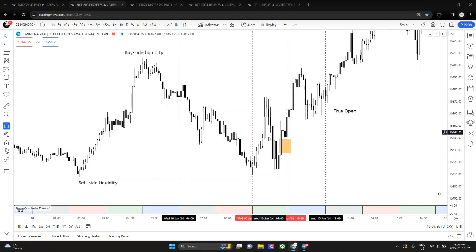So right here, we could see price ran below this low, which was the low of London this morning. Right after it ran below New York's low. See? So price deliberately ran below New York's low, then London low.